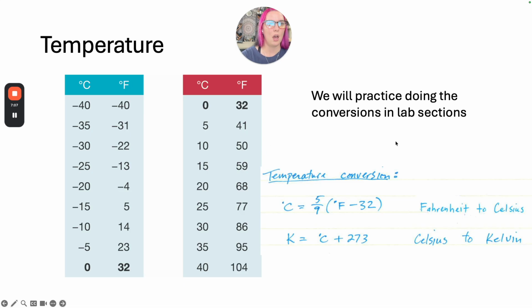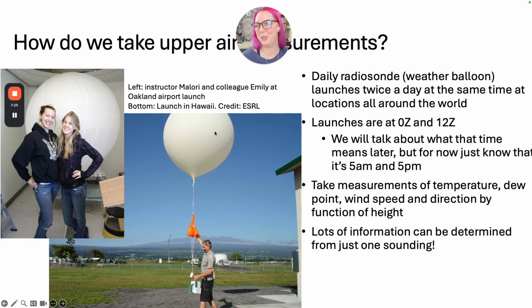Okay, so now moving into how do we take upper air measurements? And this is not just for temperature. So how do you think we do that? Take a thought, take a pause. If you thought balloons, you'd be right. But very specific balloons, not like happy birthday balloons, but very specific, like weather balloons.